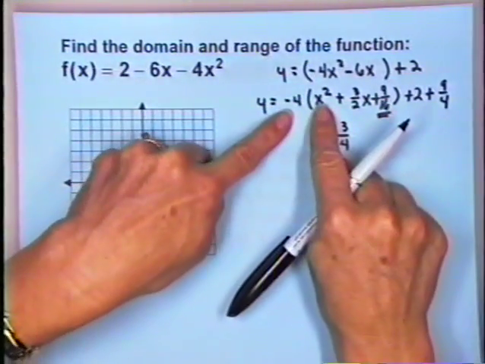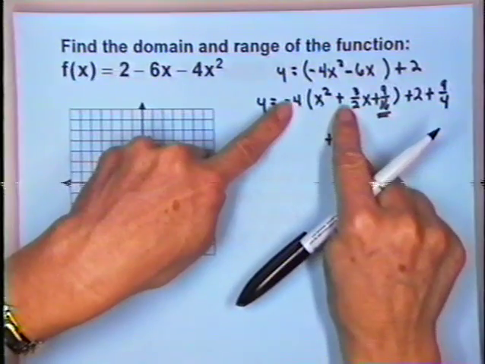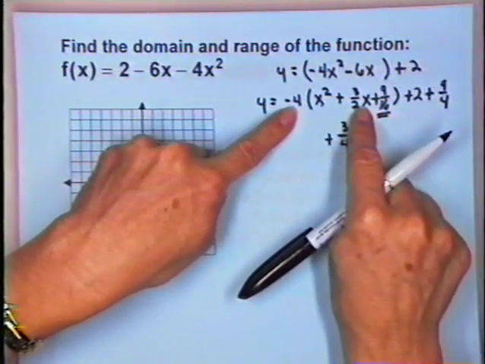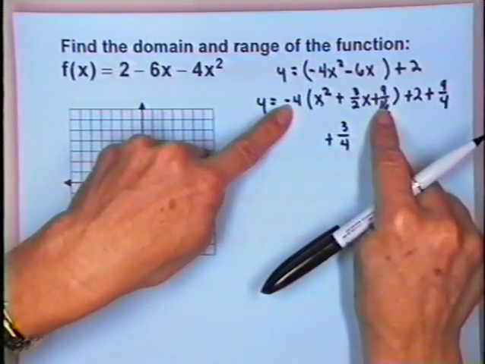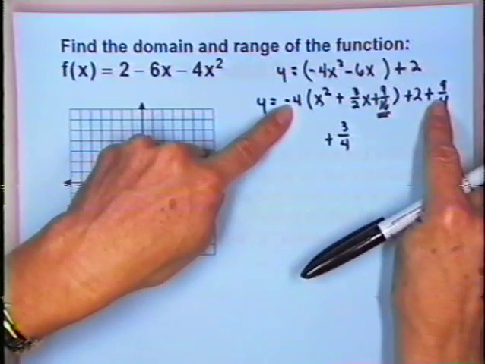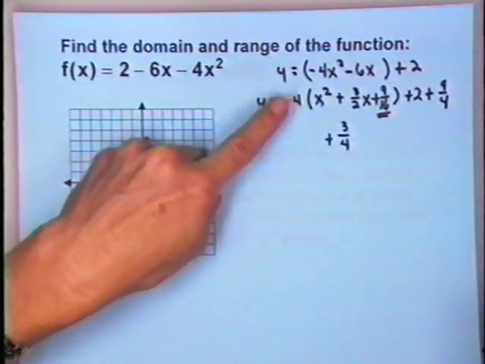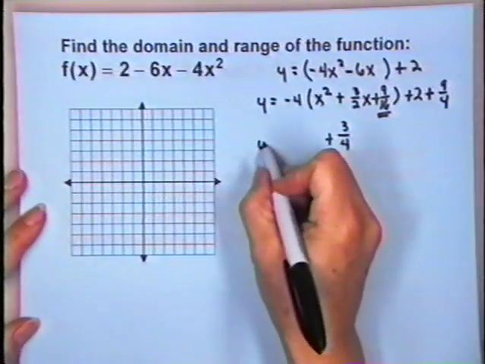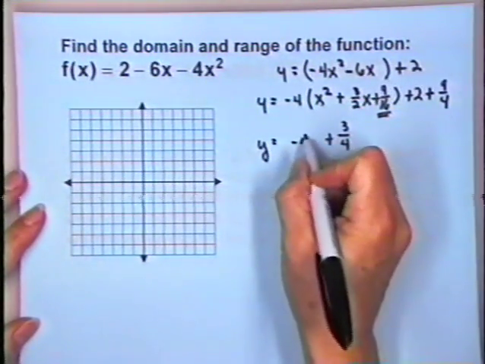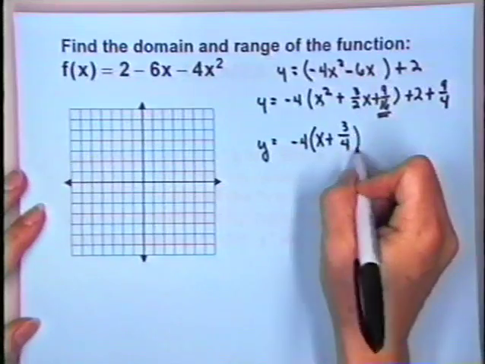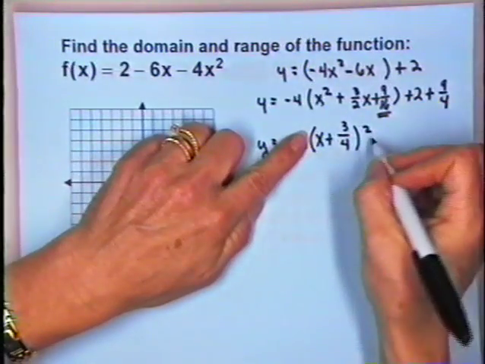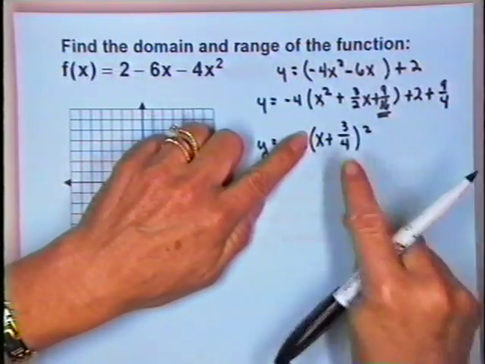Now again, let's check. I've got negative 4x squared. We've already checked this, negative 6x. This is a negative 9 over 4. There's the plus 9 over 4 to cancel it out, and my plus 2, so I'm okay. Bring down our y. Negative 4 times the quantity x plus 3/4 squared. Let's check that, x squared.